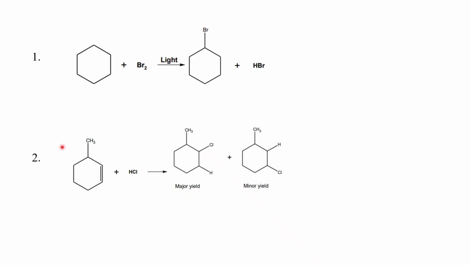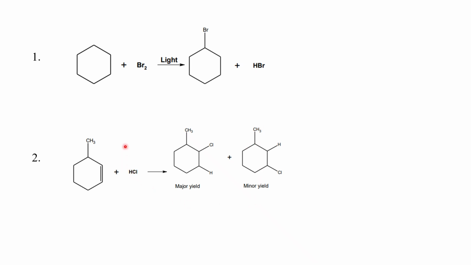And as for the second reaction, we have an alkene reacting with hydrogen chloride to form 2 products. That is the major product and the minor product. And know that the most stable product becomes the major product, and as for the less stable one, it becomes the minor product.